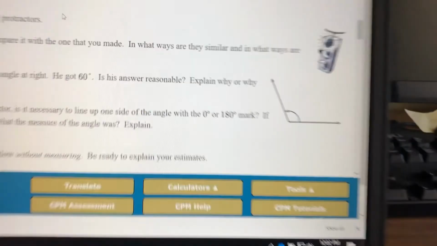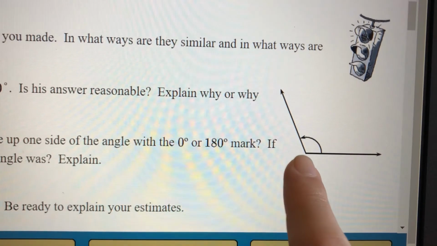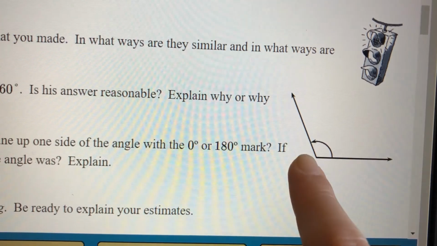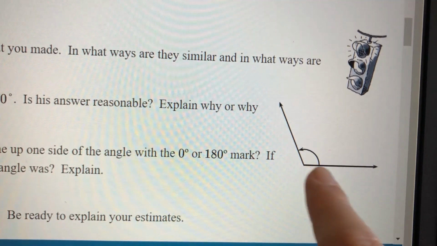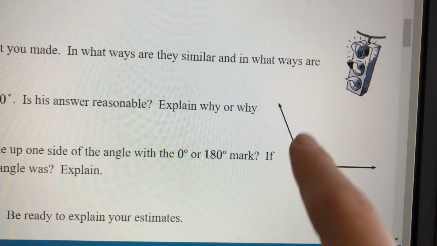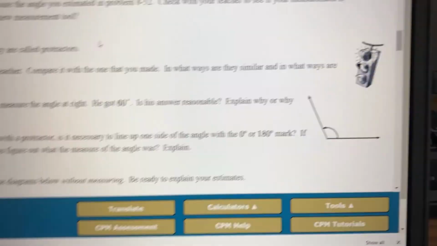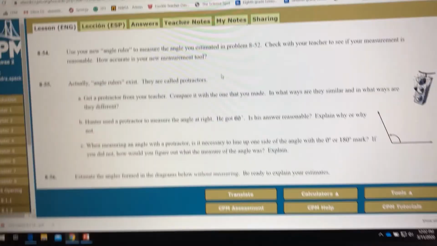So I'm gonna look at that angle, and it looks bigger than 90, because 90 would be a perpendicular line with this horizontal one, so that would be 90. This looks bigger, so there's no way that could be 60 degrees, so it is not reasonable. It should be bigger than 90 degrees.